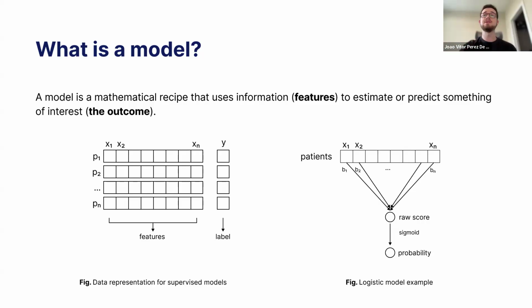For a logistic model specifically, you are learning the coefficients here, which are going to give you the log odds, the logged prediction, which is a raw score. And you would apply this raw score to a sigmoid function and then transform it into a probability.